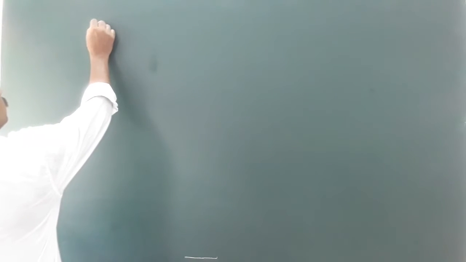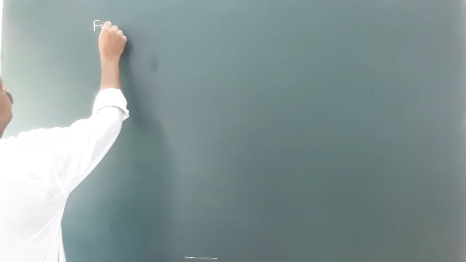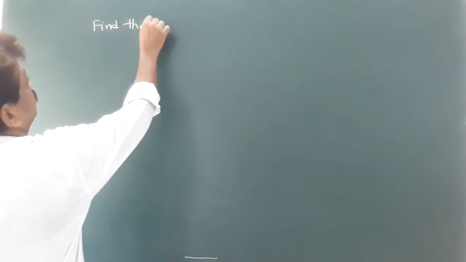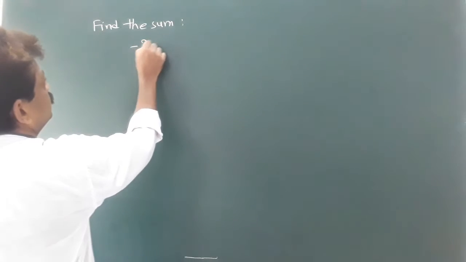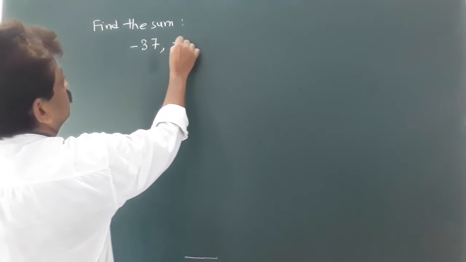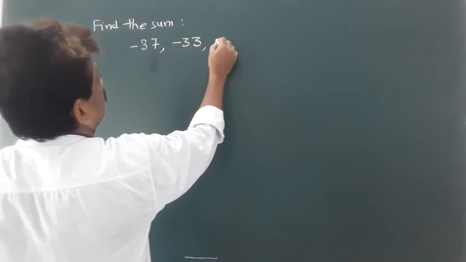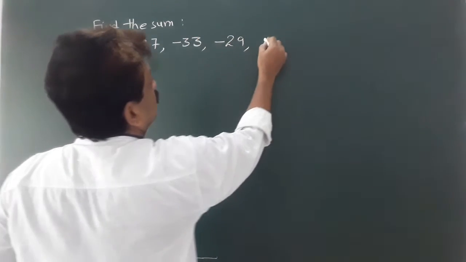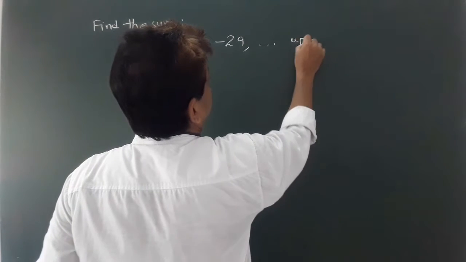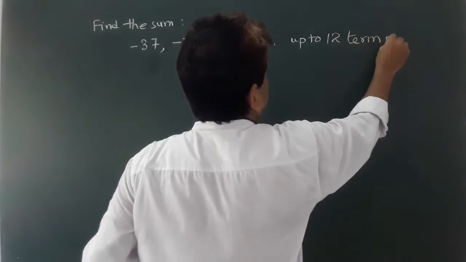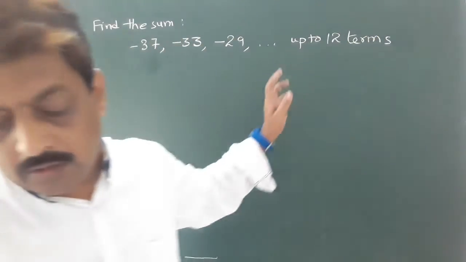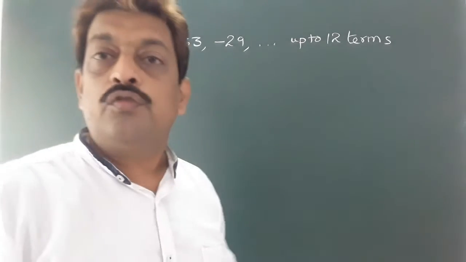So let us solve one problem based on this formula. The AP is given, we have to find the sum. Find the sum of minus 37, minus 33, minus 29 up to 12 terms. So we have to find the sum of this AP up to 12 terms.